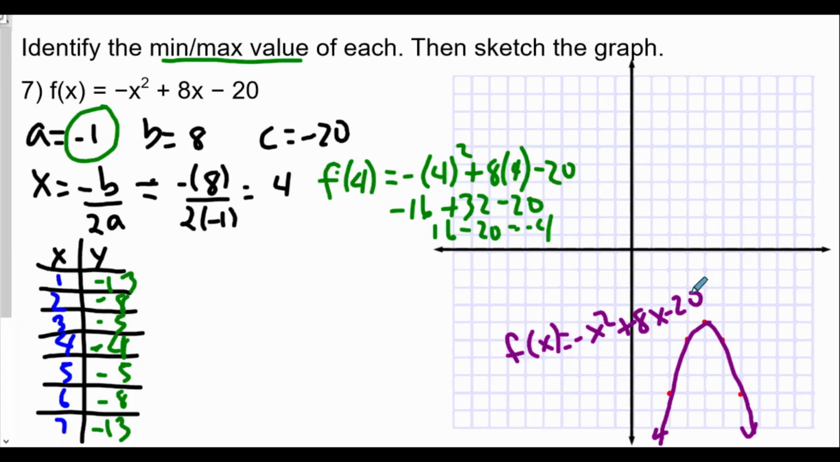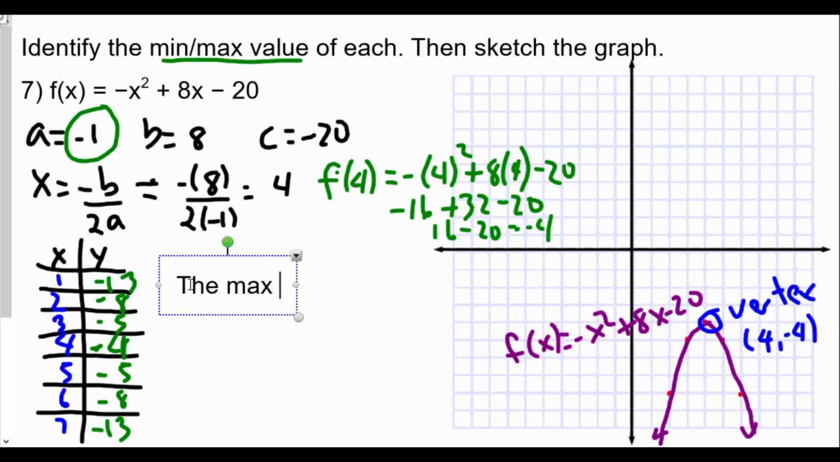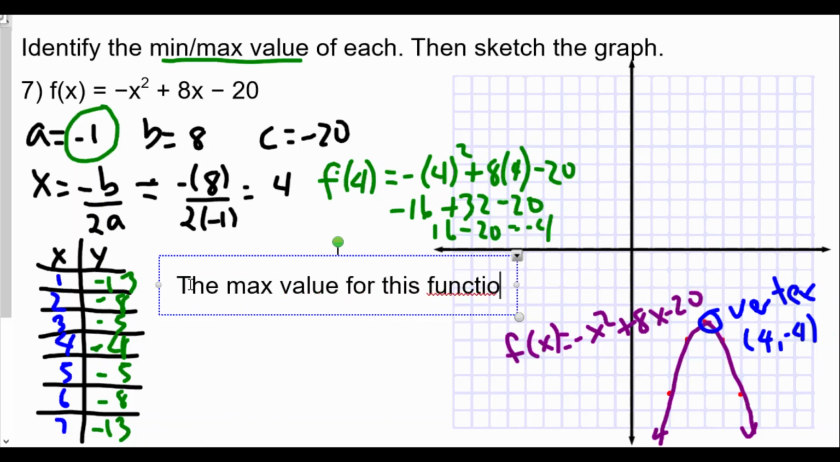Now, we see here this is the vertex at 4, -4. In this case, the highest y value is going to be -4. Therefore, I'll type it out because my handwriting's terrible. So the max value for this function is -4.